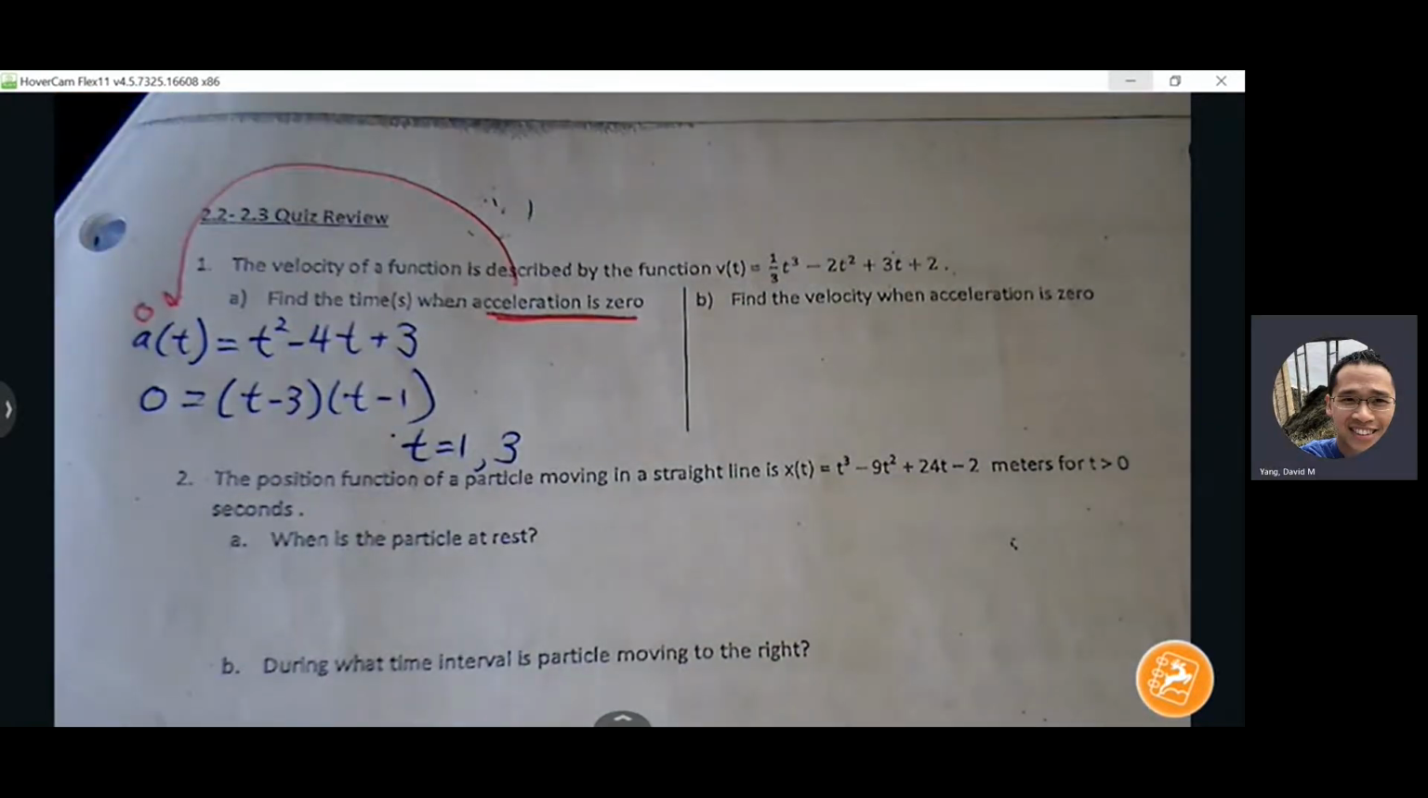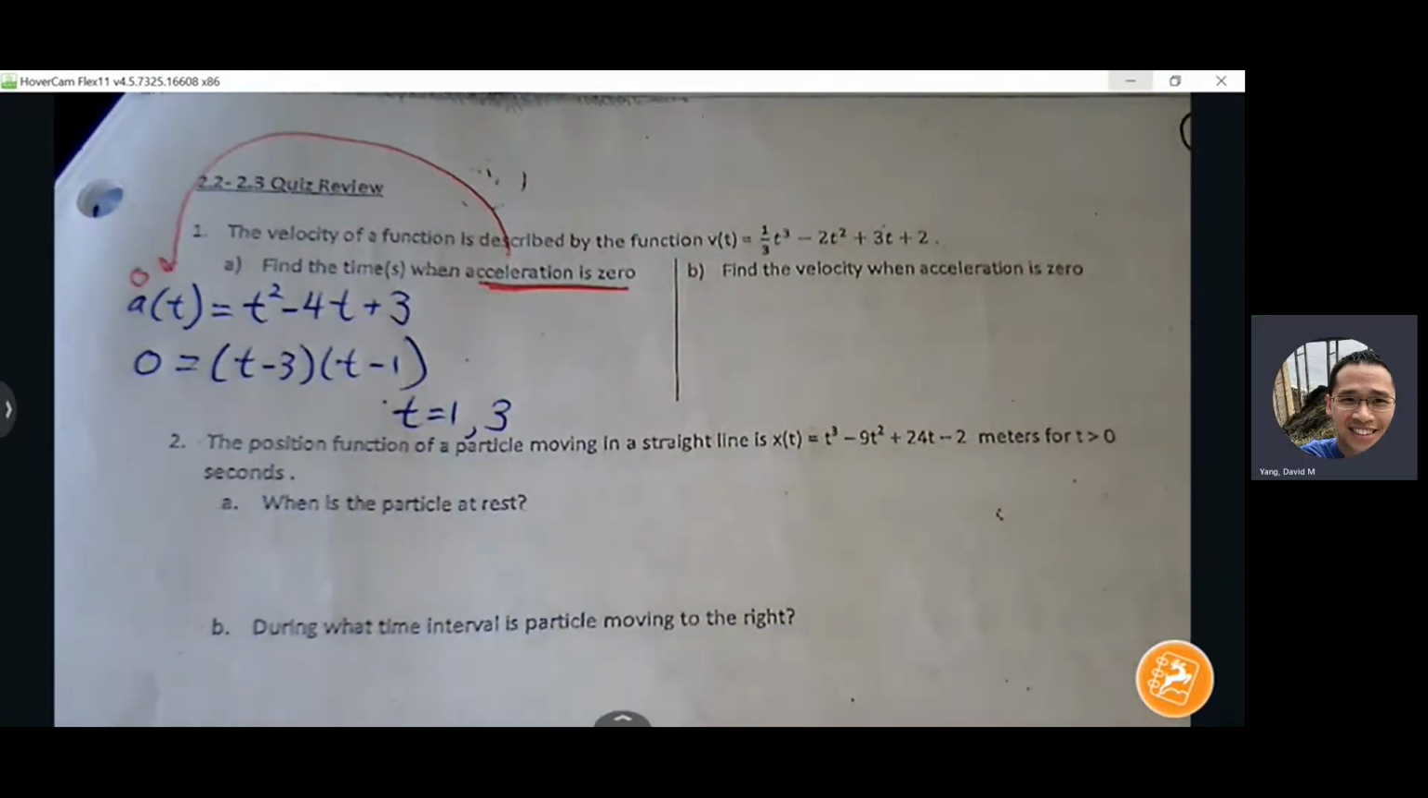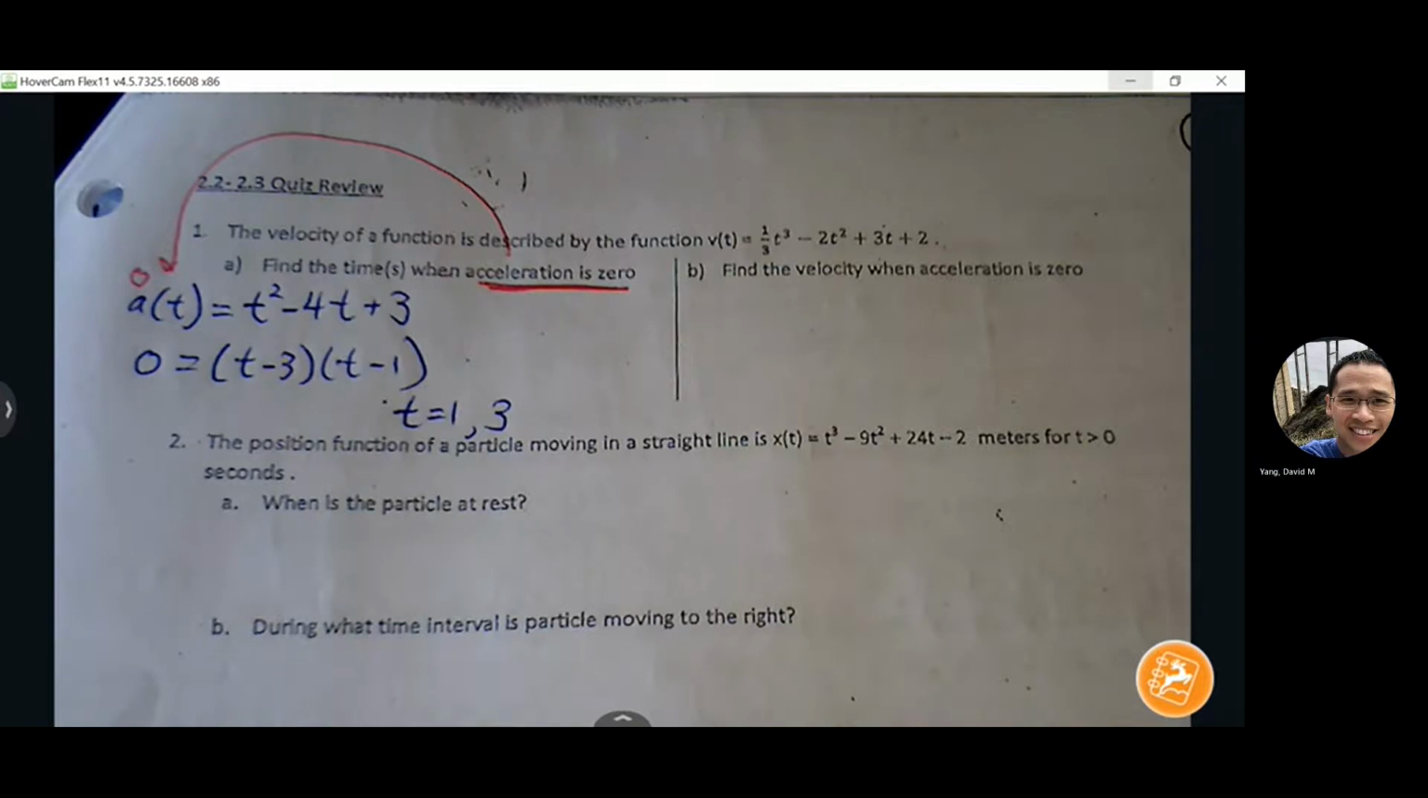Now notice the units are not given, so you're not expected to put the unit down if there isn't one, but on the quiz, read the directions. If there's a unit provided, if it's asking you for a unit, then it's going to count for credit.